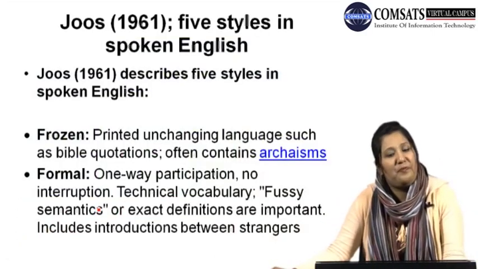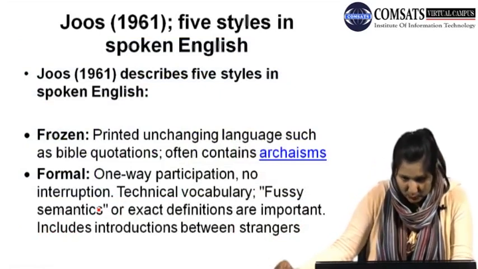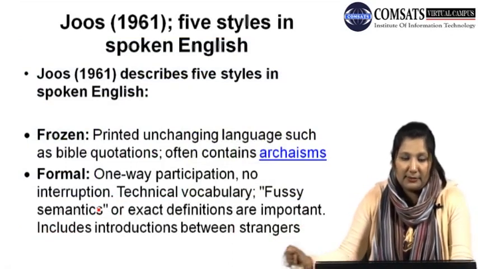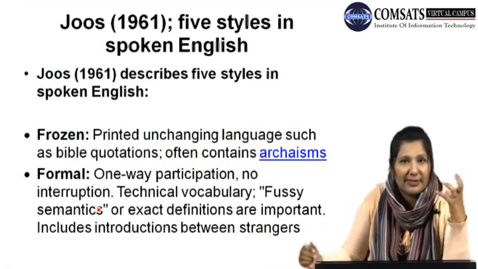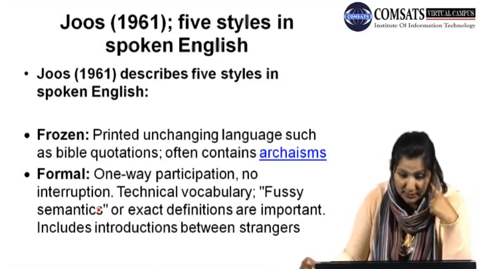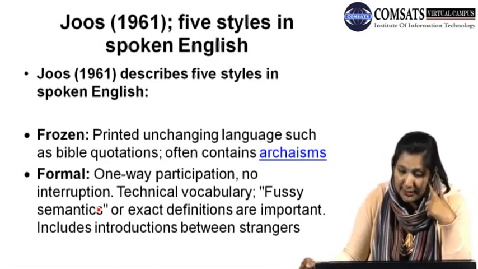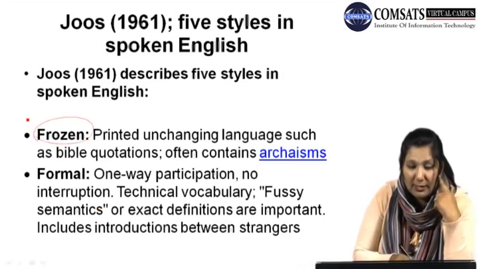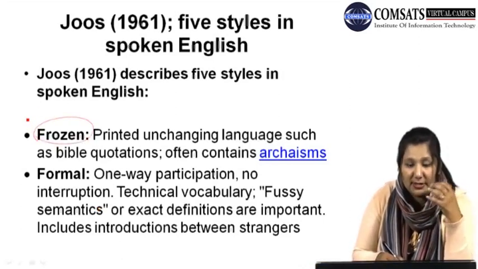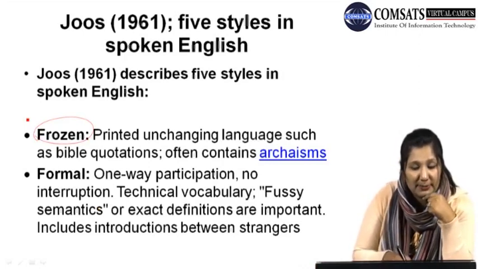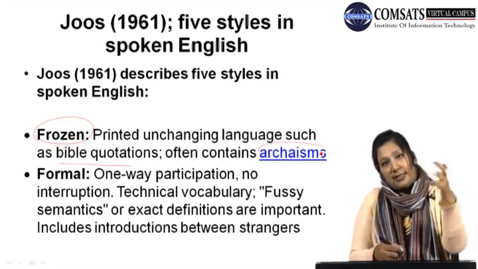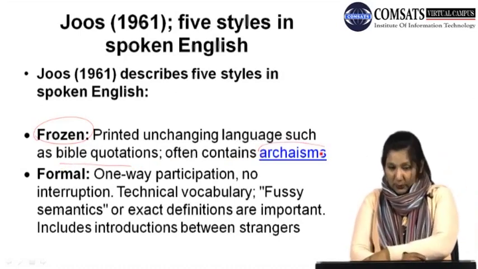There is a person, Joos, who in 1961 talked about the five styles in spoken English. The first one is the frozen style: printed, unchanging language, such as the Bible quotation, which often contains archaism. Archaism contains outdated and old language.